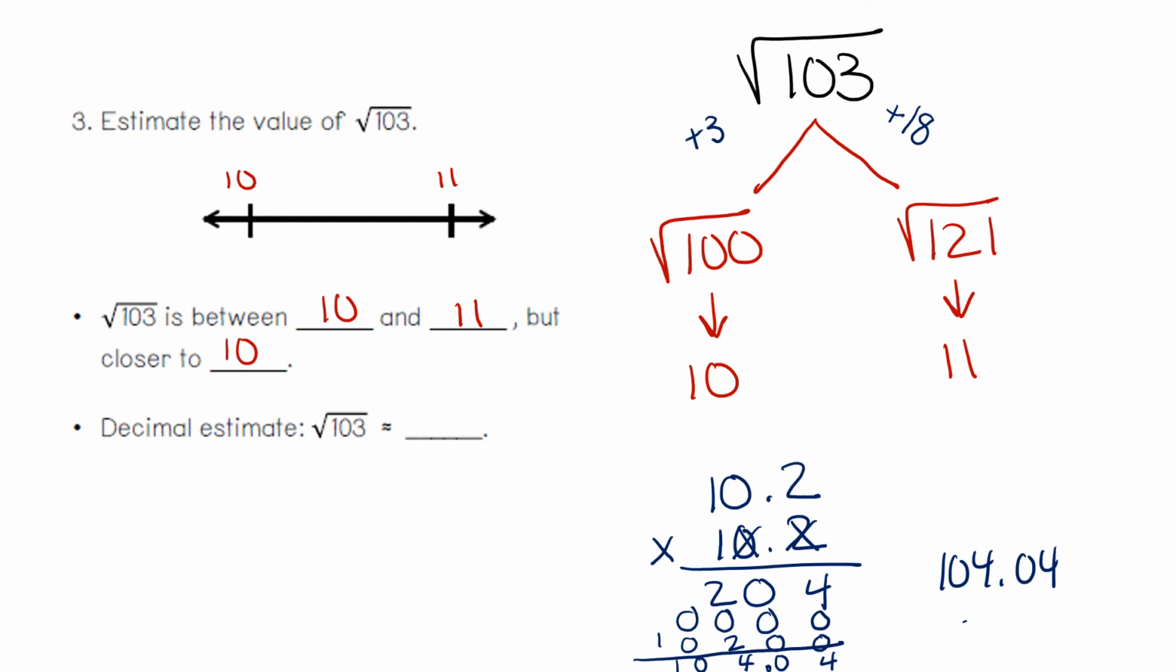It is slightly higher than what is our actual answer, but it is still relatively close. Again, when we're approximating, we are estimating, we're trying to get a close answer. And so we can say that 10.2 is a close estimate.